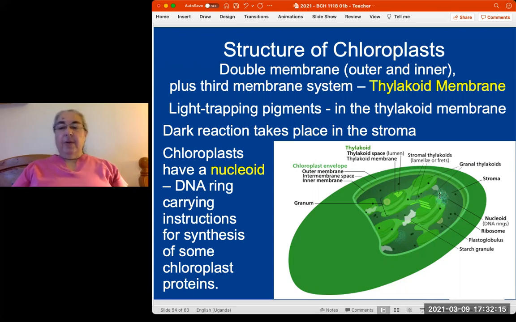And another point about chloroplast is that, like mitochondria, they have their own DNA, a little ring of DNA carrying the instructions to synthesize some of the proteins that are needed by the chloroplast.